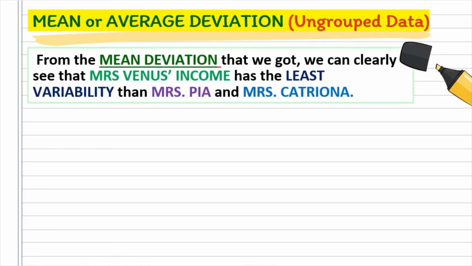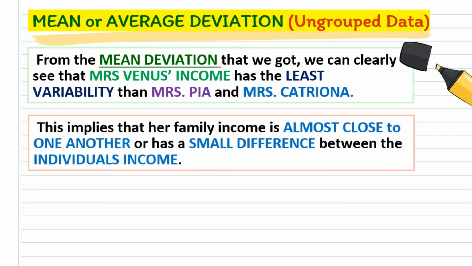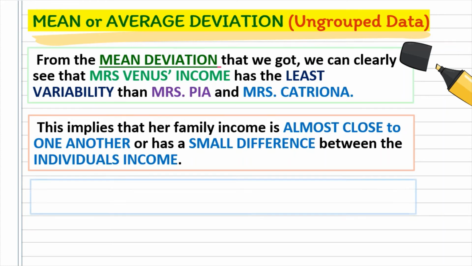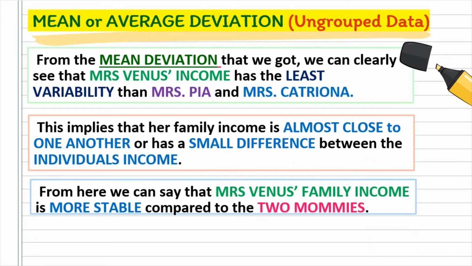From the mean deviation that we got, we can clearly see that Mrs. Venus' income has the least variability than Mrs. Pia and Mrs. Catriona. This implies that her family income is almost close to one another or has a small difference between the individual's income. So from here, we can say that Mrs. Venus' family income is more stable compared to the two mommies.